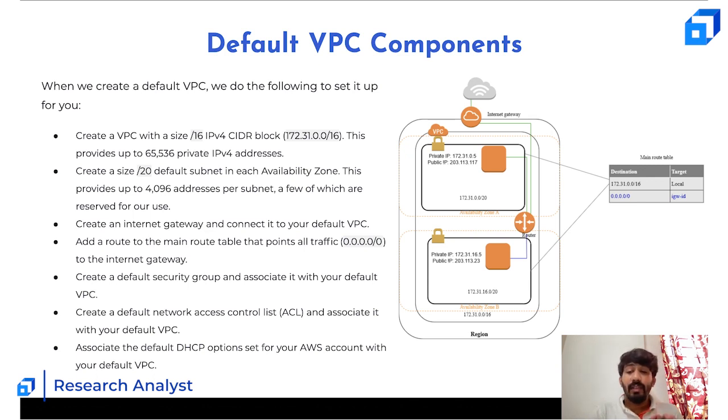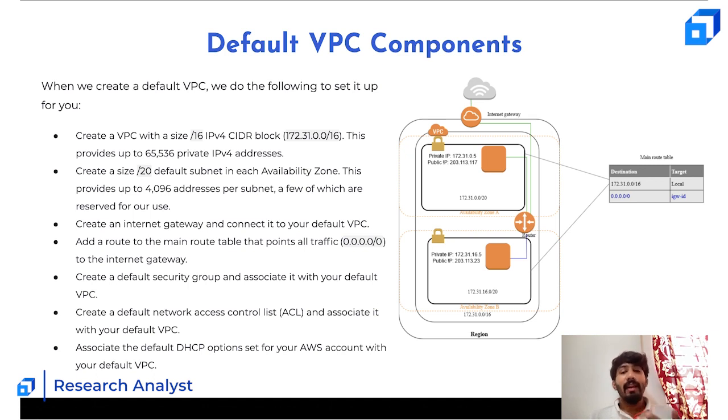And finally, associate the default DHCP options set for your AWS account with your default VPC. So the DHCP options are basically the domain name, the complete host name. All of those details would be in the DHCP option settings, and the domain name for the VPC, everything will be associated to your default VPC once it's done. So these are the default VPC components, guys.